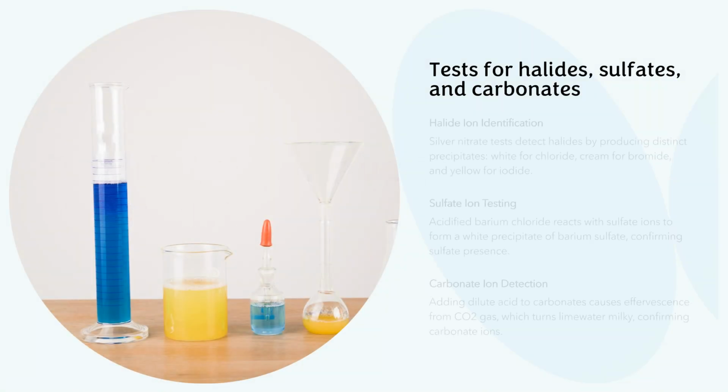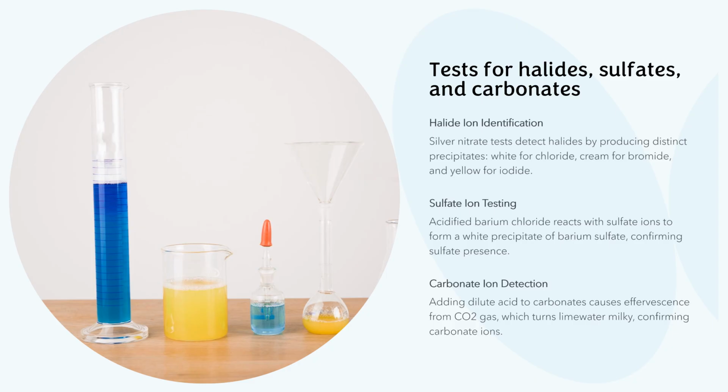Halide ions are identified using silver nitrate solution after acidifying the sample with dilute nitric acid to remove interfering carbonate ions. Chloride ions produce a white precipitate of silver chloride, bromide ions produce a cream precipitate of silver bromide, and iodide ions produce a yellow precipitate of silver iodide.